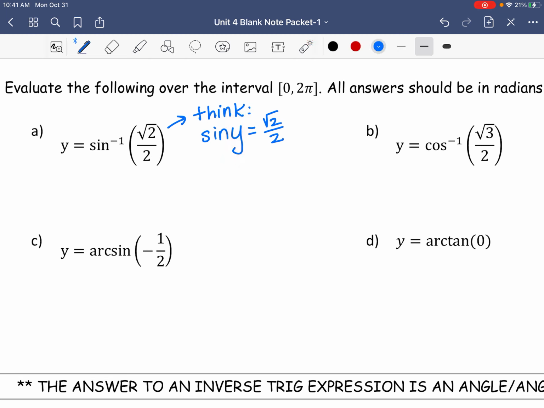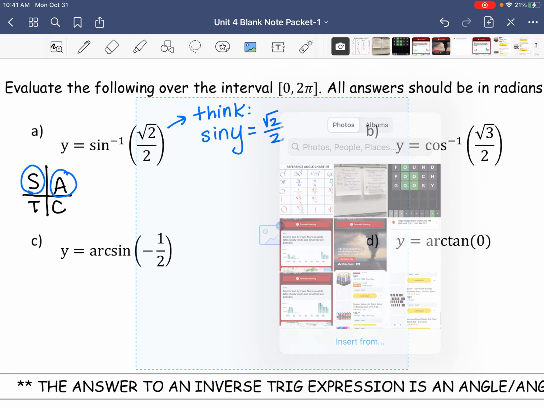And then I have to think, okay, I can go between 0 and 2 pi, so I'm going to think all four quadrants. All students take calculus. And here I note that the sine was a positive √2/2. So we think, okay, what quadrants is the sine positive in? 1 and 2. I'm going to have two answers. I need to have a reference angle chart nearby.